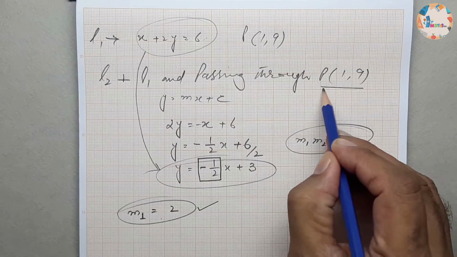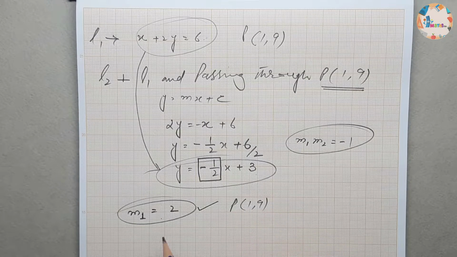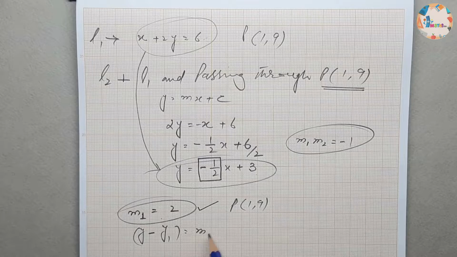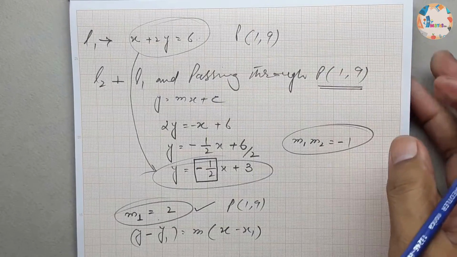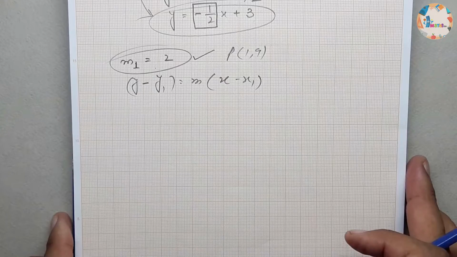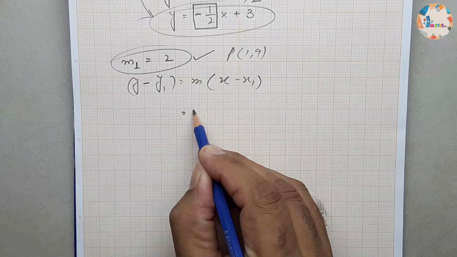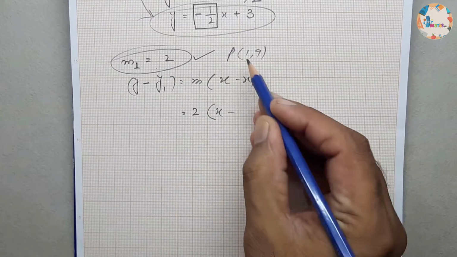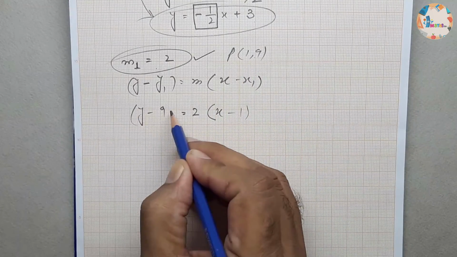Plus we will be using this point which is given, P, which is (1, 9), and we will write the equation y minus y1 is equal to m into x minus x1. And you know this is the equation of a line in point slope form. Now we have the slope and the point, so we'll replace: m will be 2, x minus x1 will be 1, and y minus y1 will be 9. So this will be our equation.